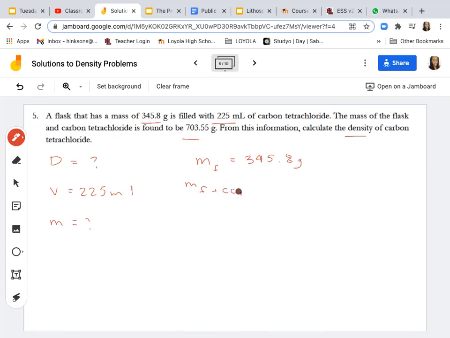Here I said CCl4, carbon tetrachloride. It means it has 1 carbon and 4 chlorine atoms. So that's why I wrote it like that, CCl4. Okay, so how do I find out the mass of the CCl4?